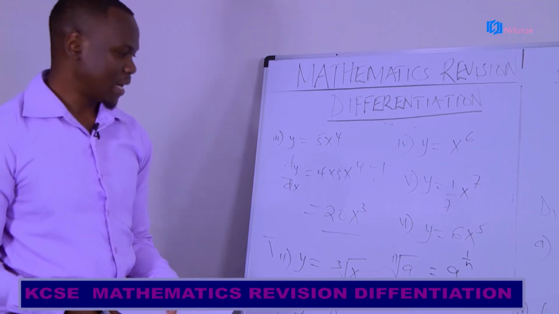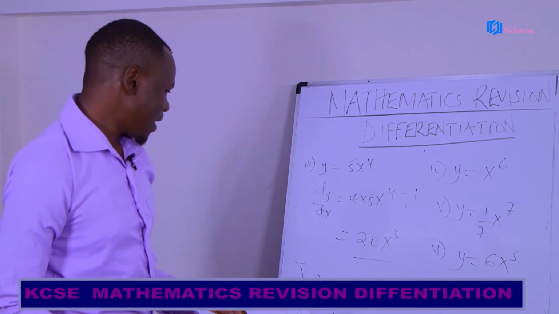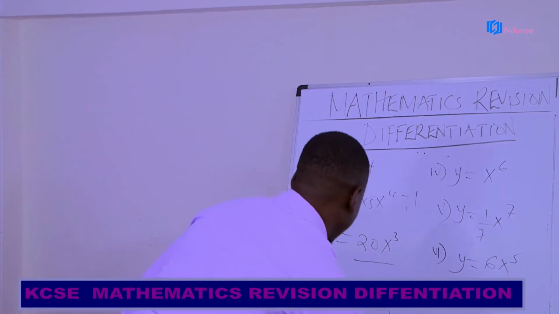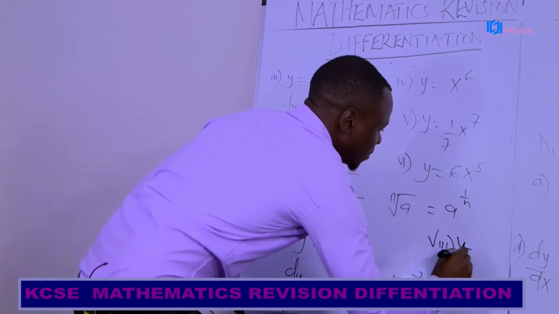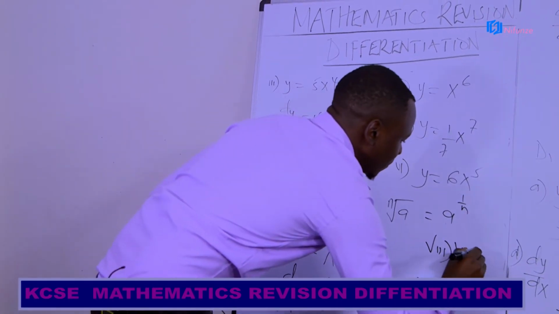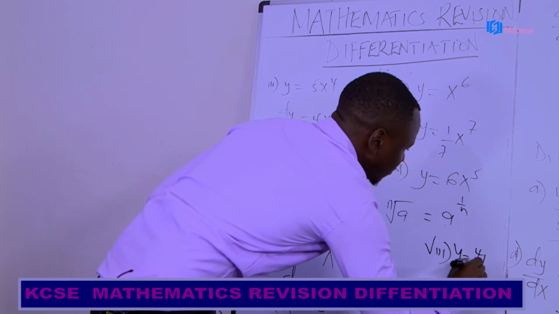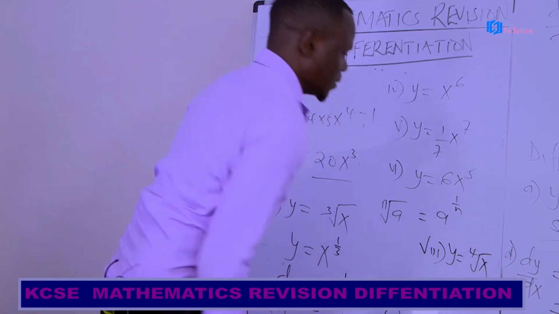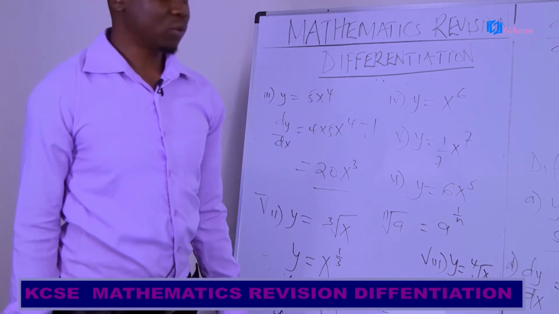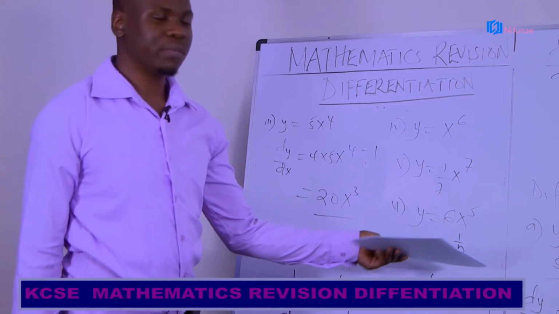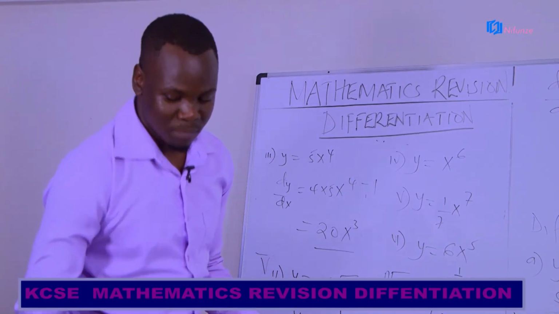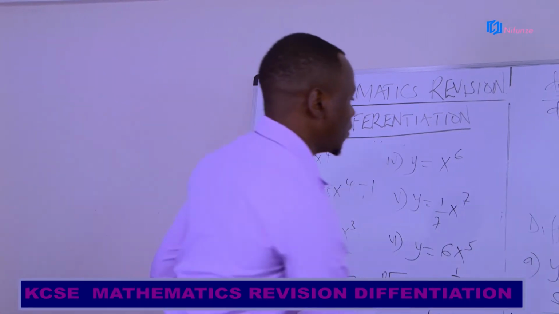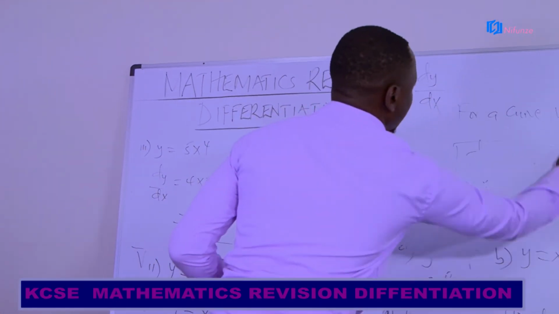And that's the right answer. So I want you to try this one. Let me call it number 8. y is equal to the 4th root of x. Remember this concept and you will get the right answer. That marks the first section of this particular topic.